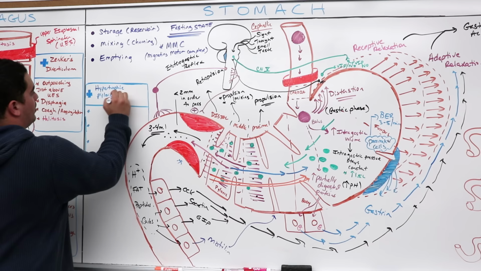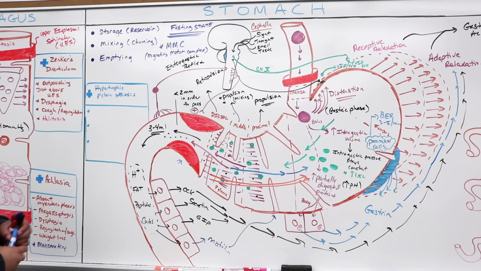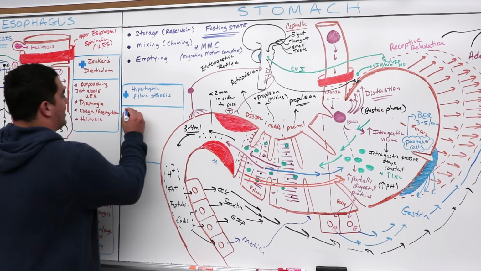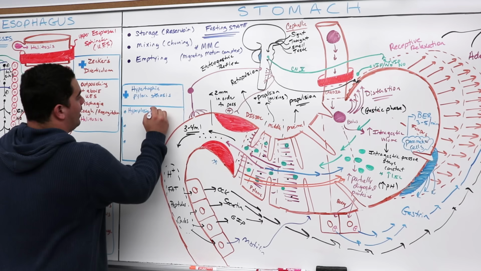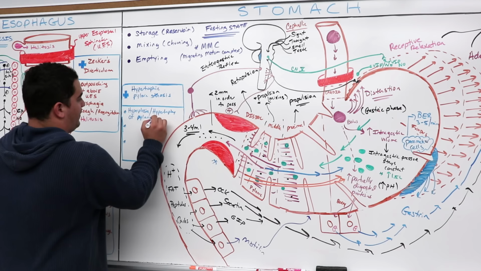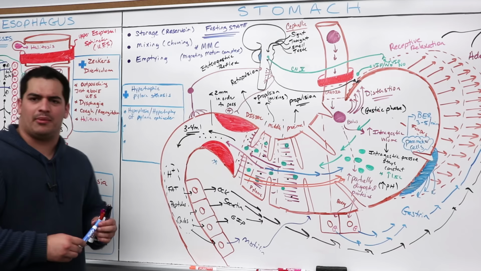And this condition is usually the result of hyperplasia, which means that you have more smooth muscle cells, or hypertrophy, the cells are bigger, of the pyloric sphincter. So what is it usually? It's hyperplasia and hypertrophy of the pyloric sphincter. This is usually more common in boys. They genetically traced it back that it's more common in boys.